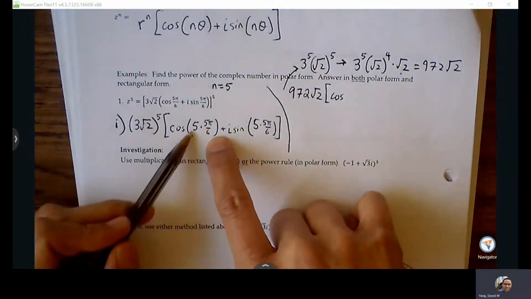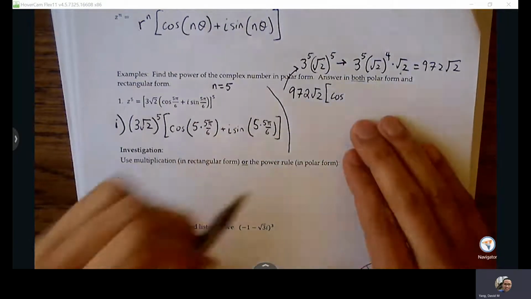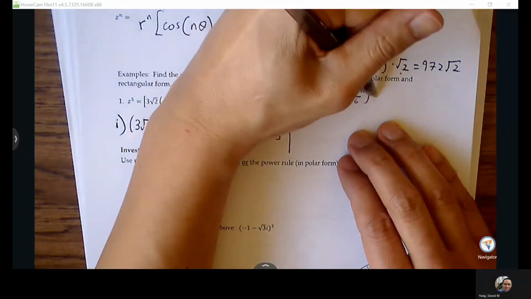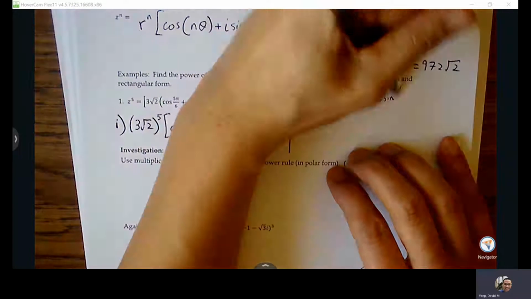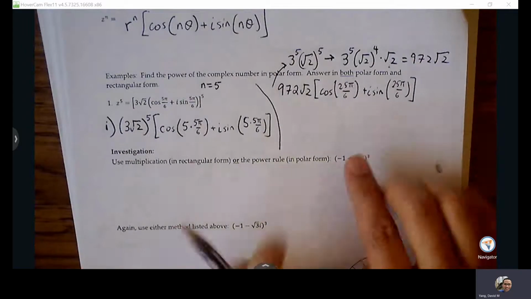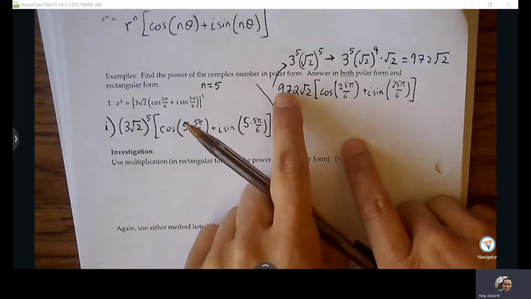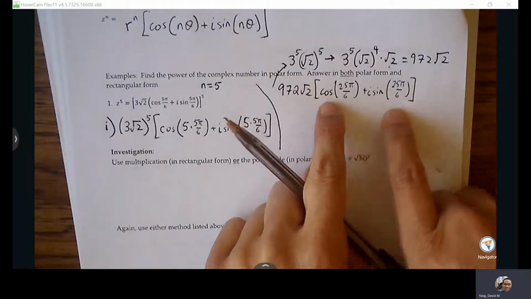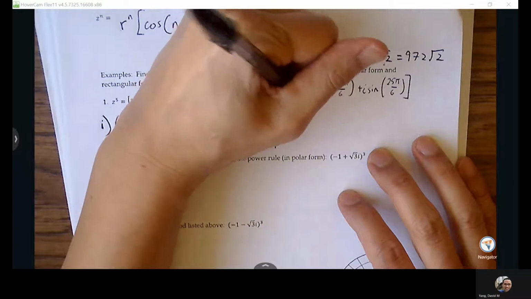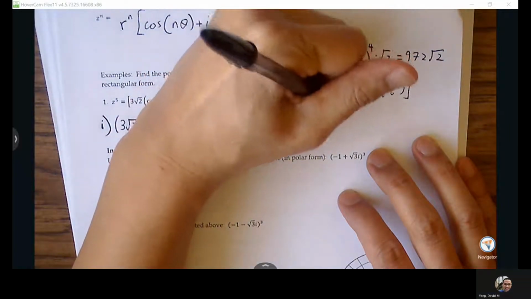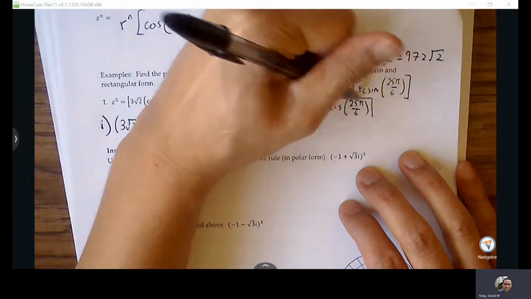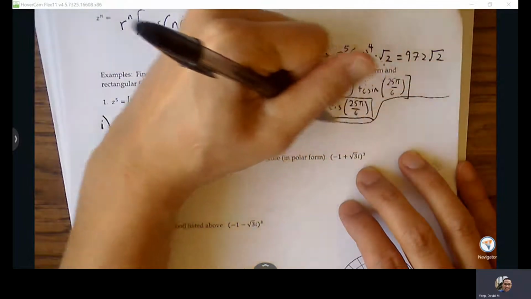Okay, you're going to multiply the n and theta, but you're not going to put it in the calculator just yet. So this is polar form. There's also the shorthand way of saying 972 root 2 cis 25 pi over 6. Okay, so that's polar form.